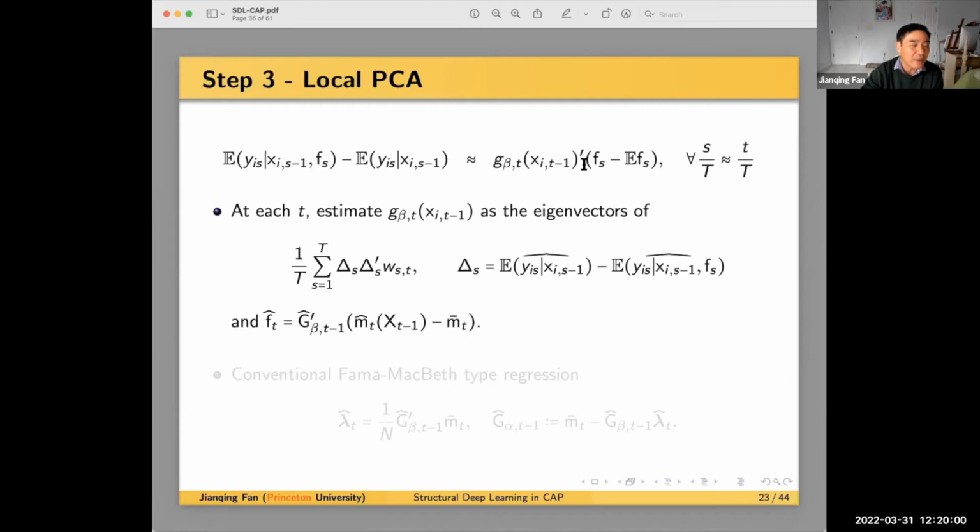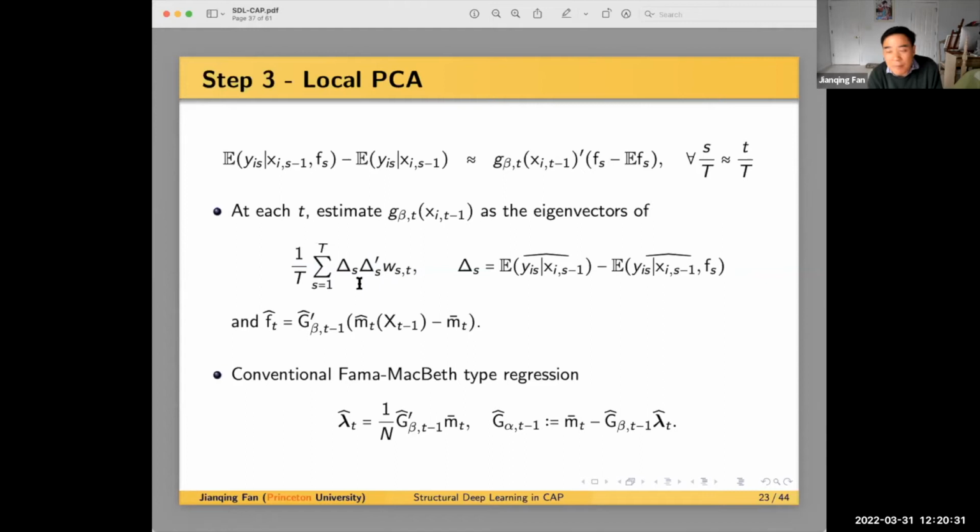So now what you can really do is apply the principal components, this local PCA, based on the demeaned cross-sectional fitting, and you just do this. This step is pretty much the same as you do principal components for the whole data. Now, after you get this, you can run a Fama-MacBeth type of regression to get the risk premia at time t and to get the remaining contribution in the alpha components.